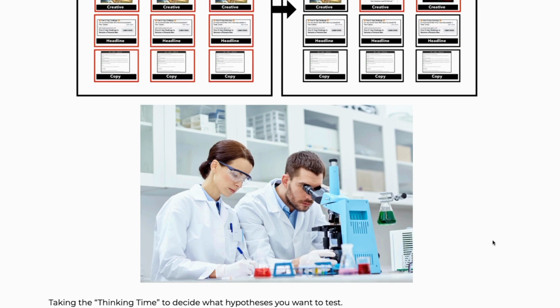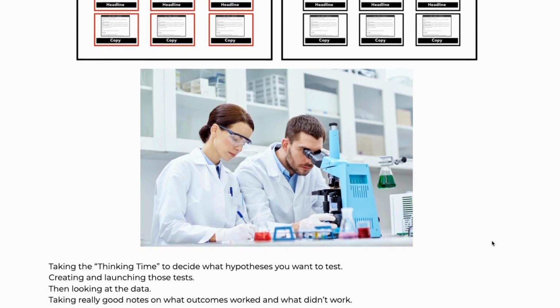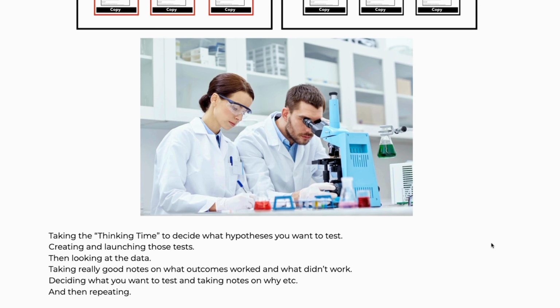So it's all about scientific experimentation. It's about taking the thinking time to decide, what is the hypothesis that I want to test? What are the biggest needle movers that need to happen here in order for me to get the results that I'm looking for in my business?